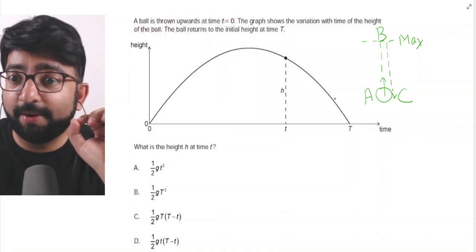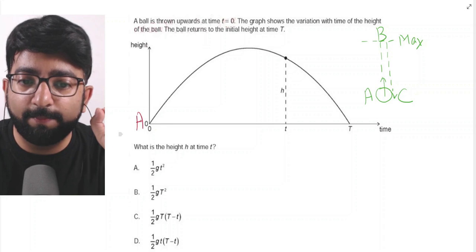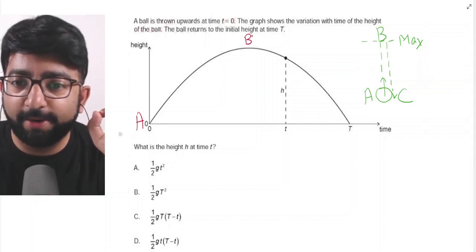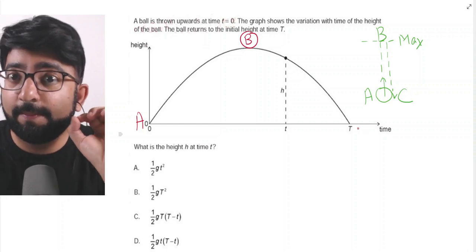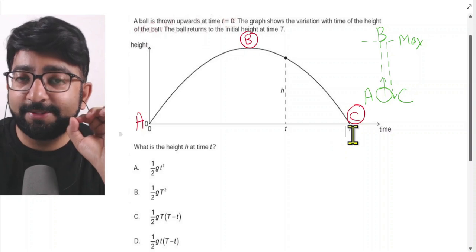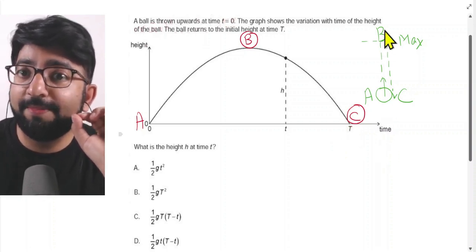So in this graph, where are A, B, C? A is the starting point. So time t is equal to 0 will be point A. B is the maximum height. So over here, this is the point B, and the point C is over here, which means capital T signifies the total time taken by the ball to go up and then back down.